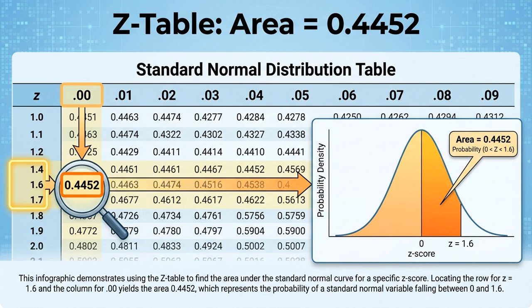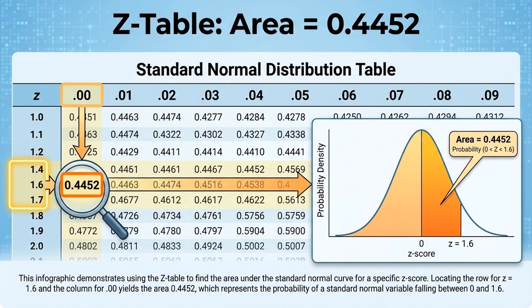Now we can use a standard normal distribution table to find the probability of getting a z-score between 0 and 1.6. These tables are readily available online or in statistics textbooks. They show the area under the standard normal curve to the left of a given z-score. We look up 1.6 in the table. In a standard normal table, we find that the area to the left of a z-score of 1.6 is 0.9452.